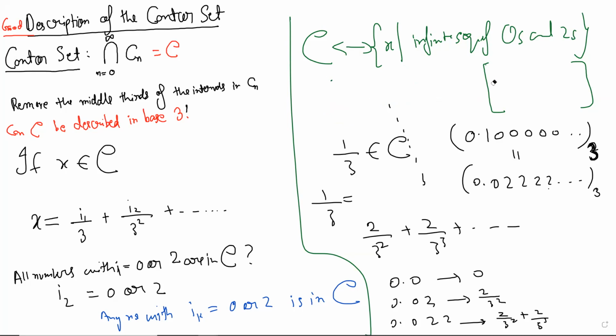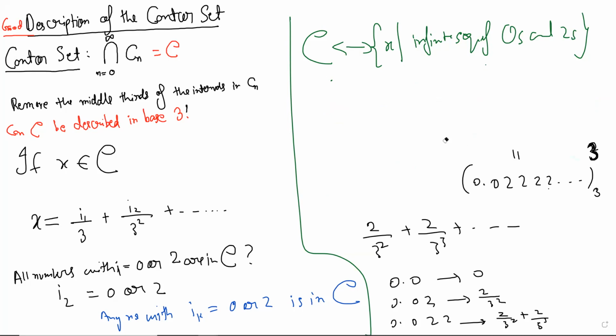So now the point is that this actually implies that the Cantor set is uncountable, because you might know that the real numbers are uncountable.